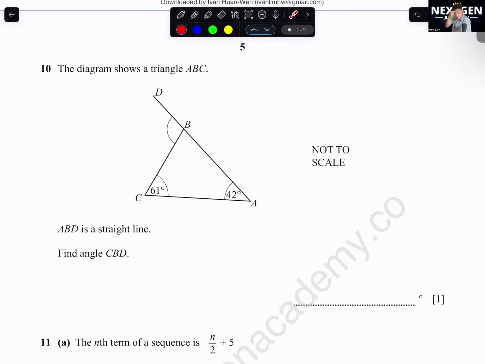There are two ways you can do this. You can find this angle first, then take 180 minus this angle. Or, one of the properties that you all learned is that the exterior angle is equal to the sum of the opposite interior angles. Do you remember this property? This is for a triangle. So this angle over here is these two added together. So we can just do 61 plus 42, 103 degrees.